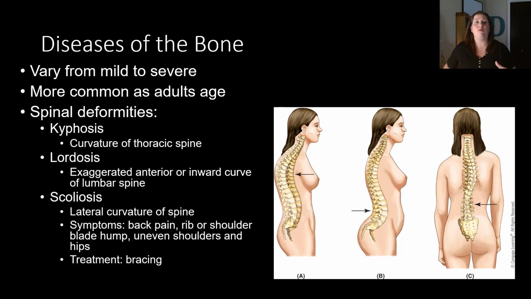The last one is one where the curvature doesn't follow its normal curves. It's not exaggerated. It's going to be where the curve is off to the side. This is a lateral curvature of the spine, and this is shown in picture C. In this particular case, there is going to be a lot of back pain involved with symptoms. Ribs and shoulders are going to be affected, including potential issues where there's compression on the lungs and even the heart due to that rib cage area. They could also have what we call blade hump, uneven shoulders, and even hips, where one shoulder is higher than the other, as well as the hips. And this is normally treated with bracing.